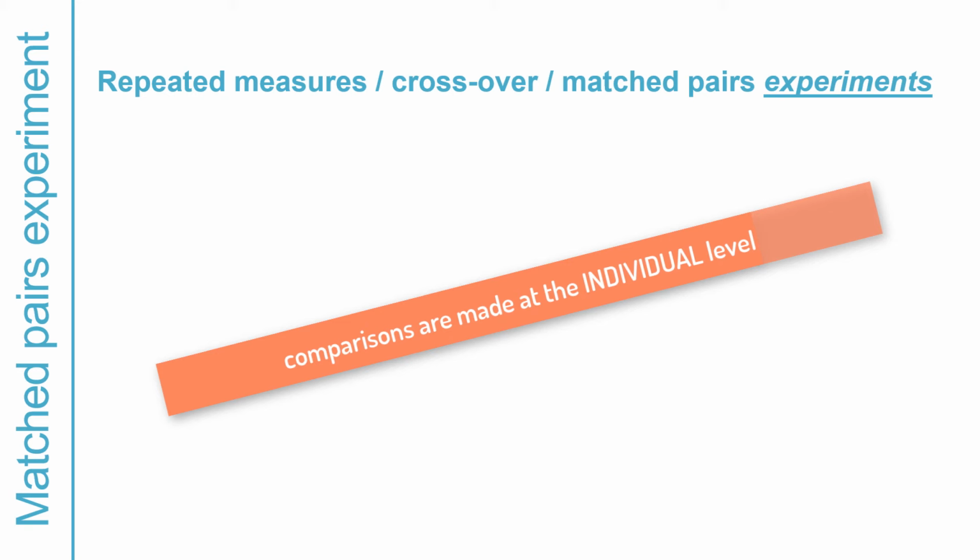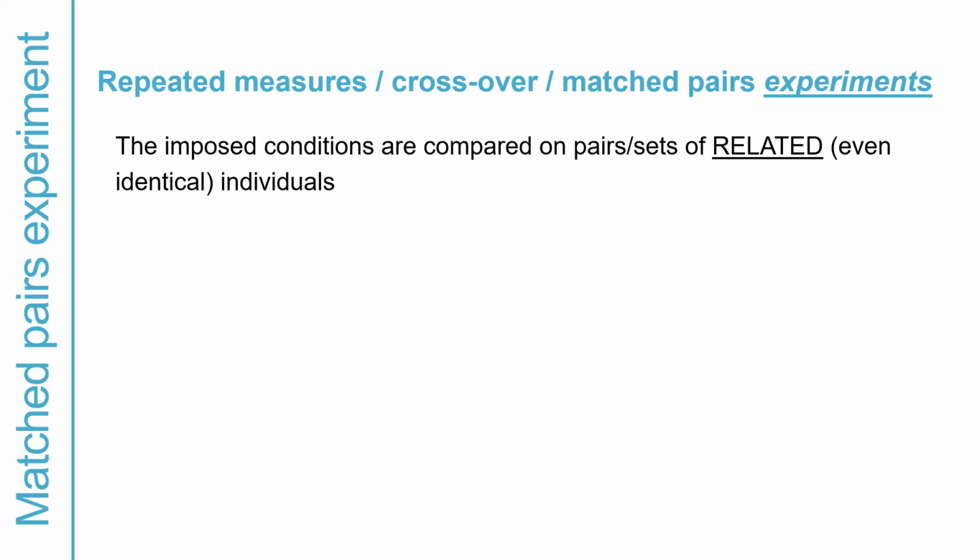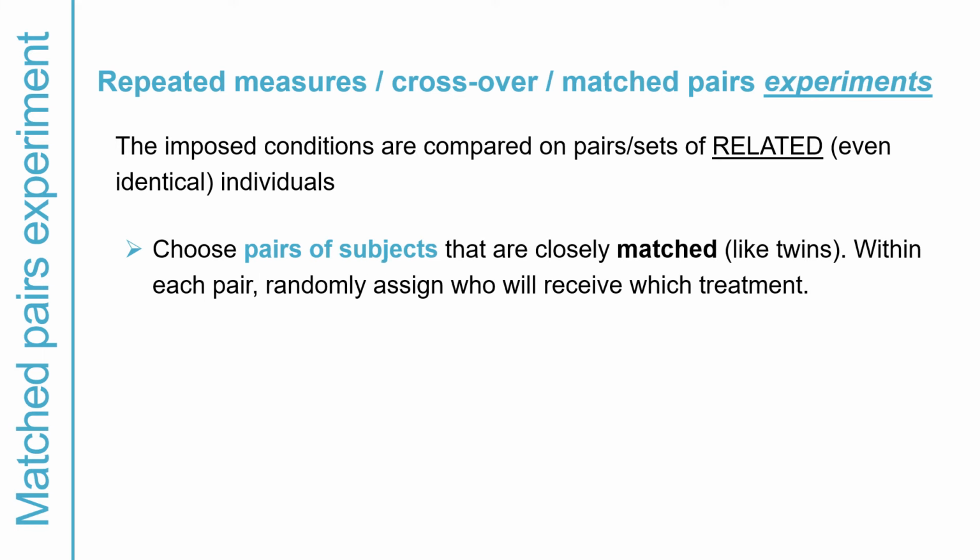This kind of experimental design is often called a match pairs experiment, although you will see other kinds of naming conventions such as repeated measures or crossover experiment. So we're still talking about an experimental design in which conditions are imposed. But in this case, the conditions are imposed on pairs or sets of related individuals. So if you have actual pairs of individuals, like twins or siblings, then within each pair, you may assign at random one individual in the pair to receive one treatment and the other individual to receive the other treatment.